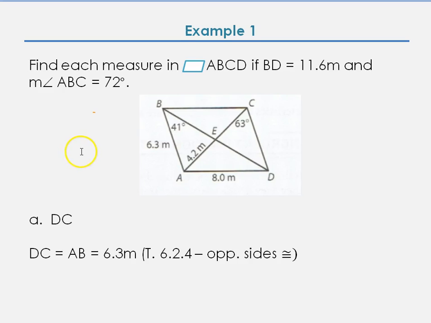So let's look at example 1. It says find each measure in the parallelogram, and it says that BD equals 11.6. So this diagonal equals 11.6, and the measure of angle ABC equals 72 degrees. They ask us to find DC. So side DC. We know that DC is opposite side AB, and if AB equals 6.3, then DC will also equal 6.3.